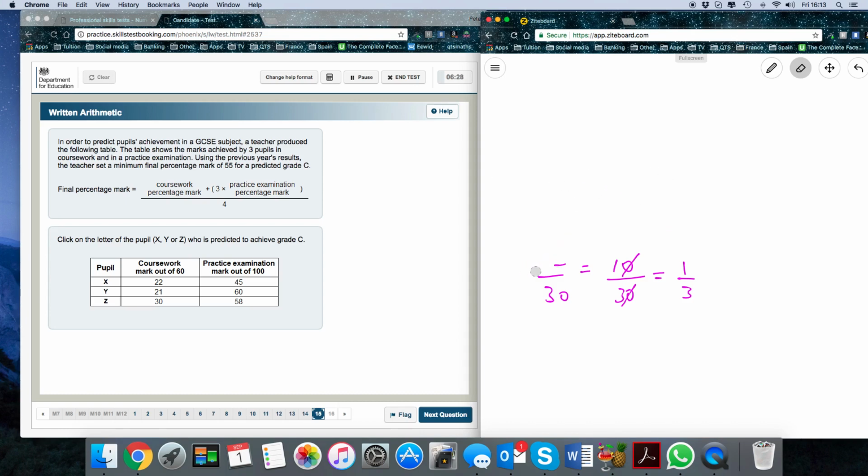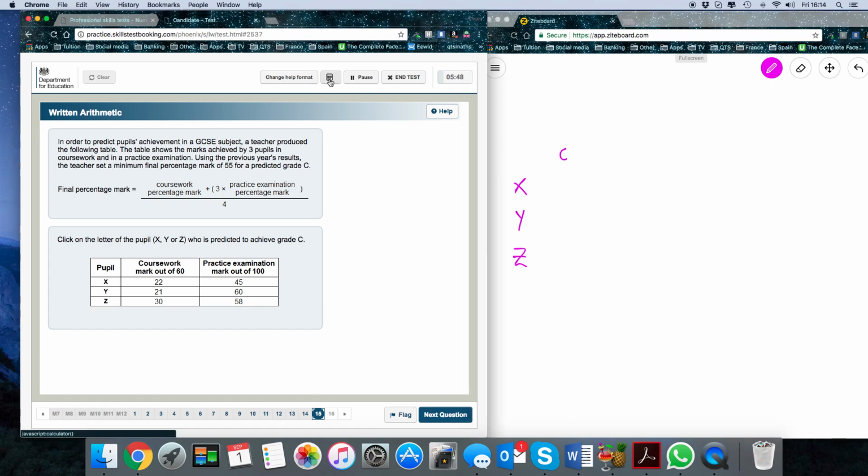Right. These questions here are all about reading very carefully, and it's this word here. Can you see my cursor? It says percentage mark, and then here it says percentage mark. So what we do is we come down to the table and see whether it matches up. Well, it certainly doesn't for coursework. Coursework is out of 60, whereas practice examination is out of 100. So these numbers in the right hand side of the table are already percentages, because 45 out of 100 is a percentage. So for each pupil, we're going to work out their coursework mark percentage. I'll do that on the calculator as I'm going along.